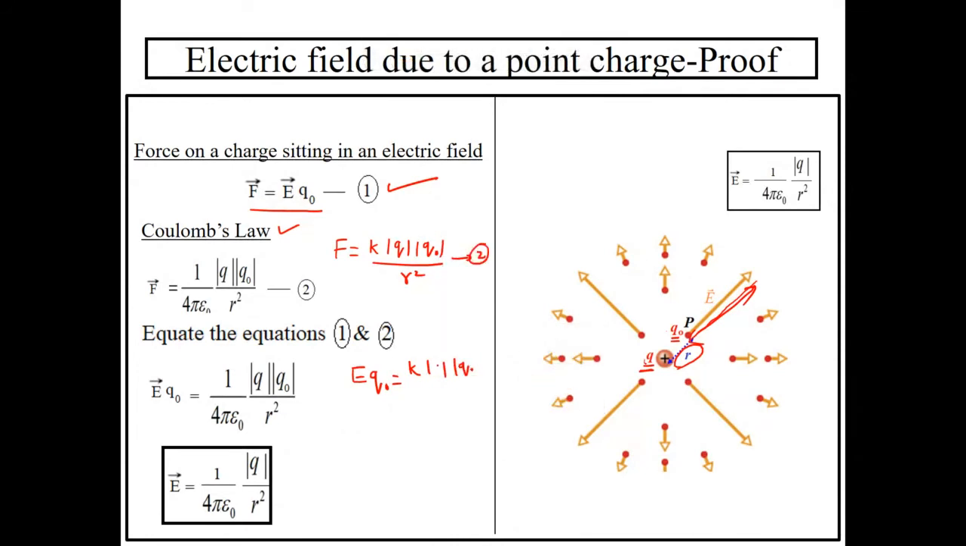This is Q0 divided by R square. Now I can cancel this Q0 with Q0. So what is remaining, my dear? My E, which is equal to K times the magnitude of the point charge divided by R square. So how did we get this formula? We got this formula with the help of the test charge.